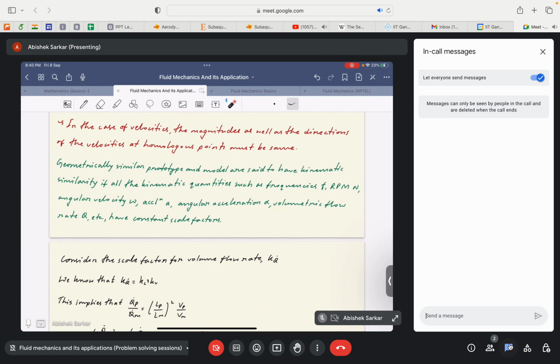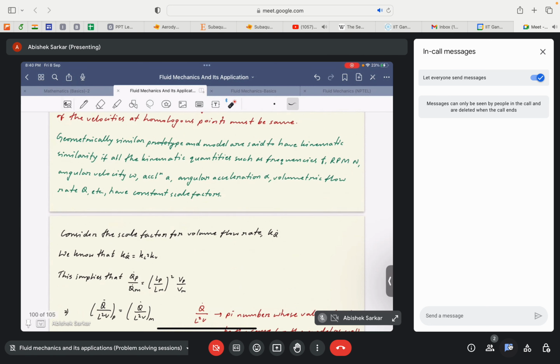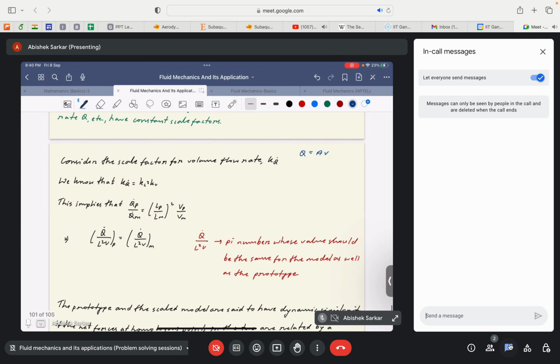Okay, so we consider an example for implementing the concept of scale factors in the case of a volume flow rate. We know that volume flow rate can be written as Q is equal to area and velocity. Rho is assumed to be constant. If it's assumed to be constant, then it is volume flow rate, rather than mass flow rate, that becomes a very important flow parameter in this particular problem. So we have the volume flow rate as A into V.